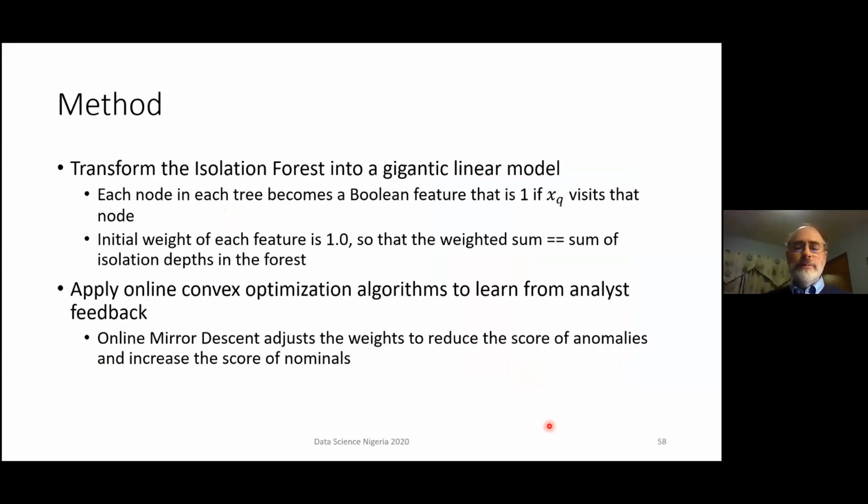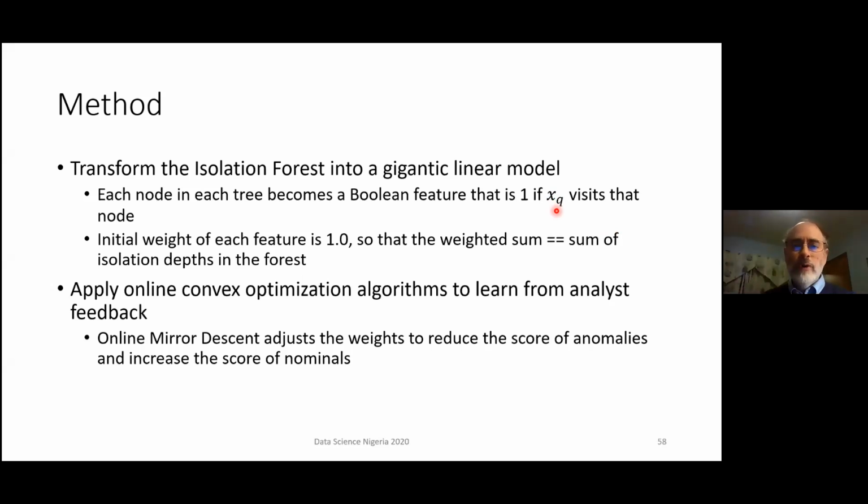Well, how did we do it? What we did was transform an isolation forest into a gigantic linear model. For every node of these isolation trees, it becomes a Boolean feature. When you have a query and you drop it through the tree, each node that it visits turns that feature on. So most of the features will be zeros, except for the ones along the path from the root down to a leaf node that this particular query visited. And in each tree we'll get that path.